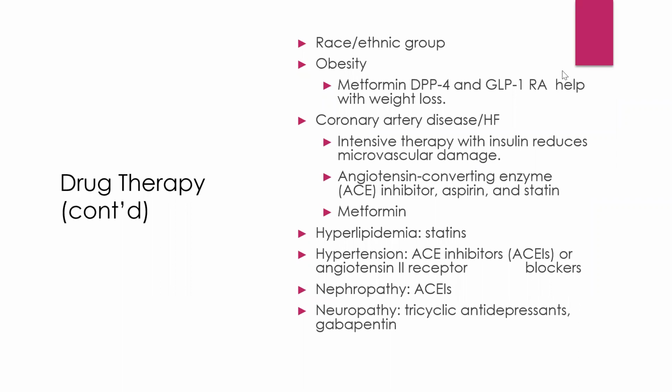Yep. So hypertension, we're doing ACEs, ARBs for nephropathy, where you talked about those ACEs. And then for neuropathy, what kind of medications can we give them? Gabapentin's a great one. And then also different tricyclic antidepressants can also be a good option.